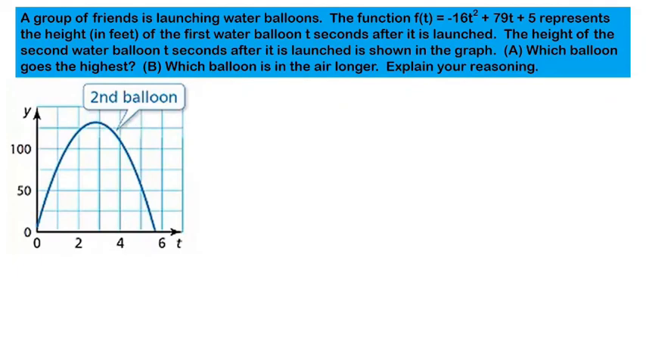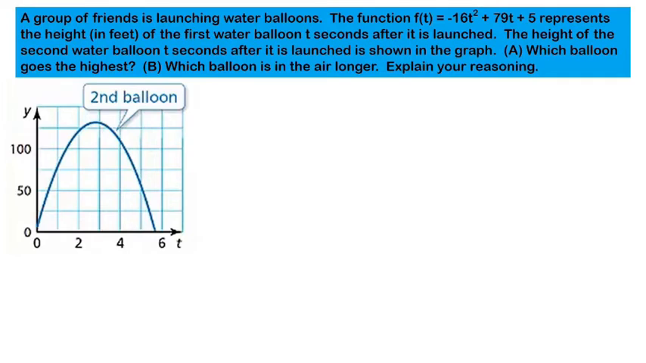Our second example says a group of friends is launching water balloons. The function f of t equals negative 16t squared plus 79t plus 5 represents the height in feet of the first water balloon t seconds after it is launched. The height of the second water balloon t seconds after it is launched is shown on the graph. Which balloon goes the highest? And part B, which balloon is in the air longer?